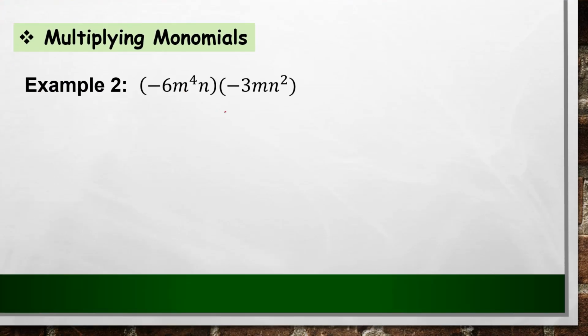Example number 2. Again, start with the numerical coefficients or the numbers. It's negative 6 and negative 3. That's positive 18. I'll write first the number here for your reference. Now both have m, so that means m raised to 4, and there's a 1 there, so that's plus 1. N raised to 1 plus 2. So our final answer is 18, m raised to 5, n raised to 3, or n cubed.